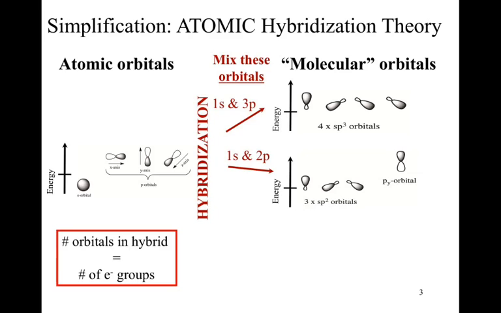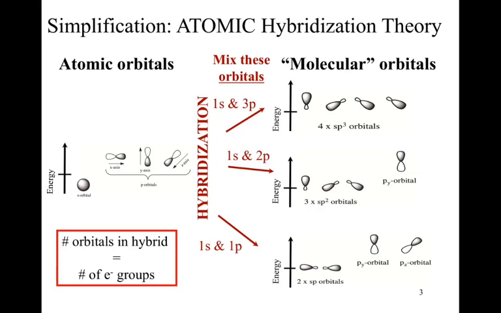Hopefully now that you're back, what you should see is that we would need 1 s orbital and 1 p orbital, which would then mean we make 2 sp orbitals, and we would have 2 p orbitals left over that did not get touched or hybridized. We now have the possible hybridizations for organic chemistry, at least, that can be used now to explain our molecular bonding.